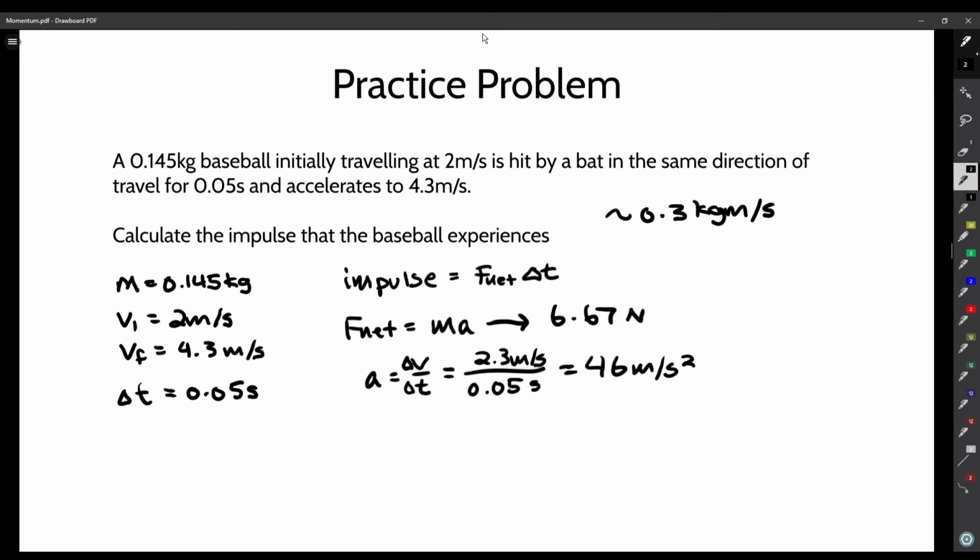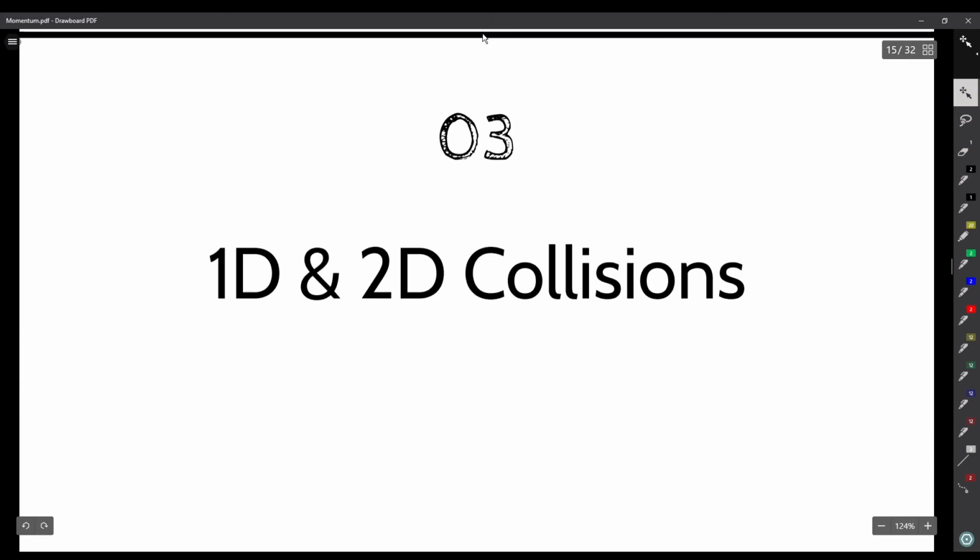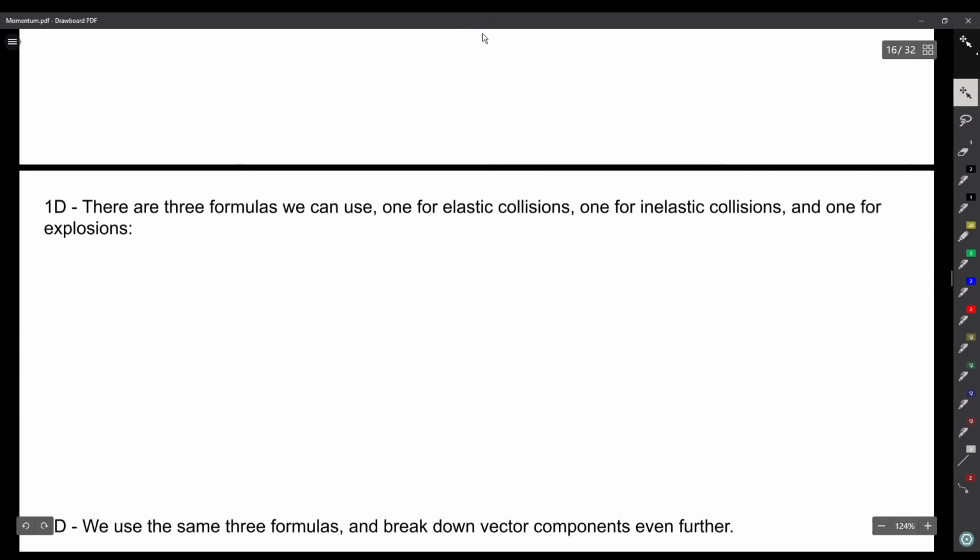Now we can do F net delta t. We multiply 6.67 by 0.05 again, and that gives us the same answer. That gives us the answer of 0.3335, and again we can round that to 0.3 kilogram meters per second. So both of these formulas work in the same way. It just depends on the variables you're given and which one would be most efficient and simpler for you to understand. Let's move on to 1D and 2D collisions.